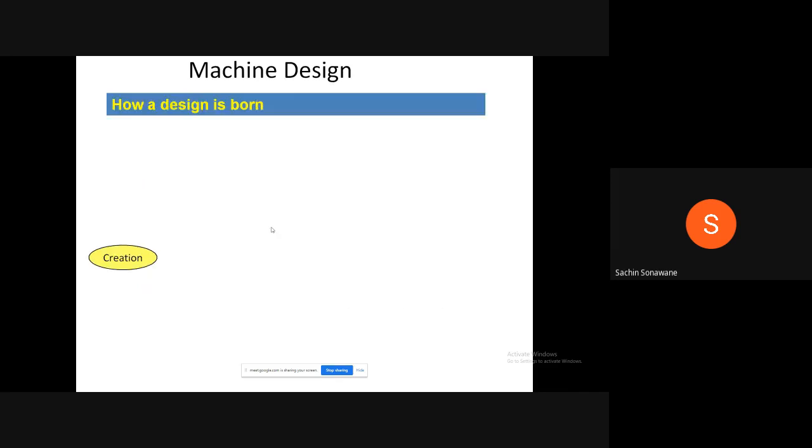Now, how is a design born? How is this design created? First of all, we have to check market requirement. Now, I will tell an example of design. Before the arrival of the smartphone, now we are knowing in today's smartphone, camera is there, FM is also there.